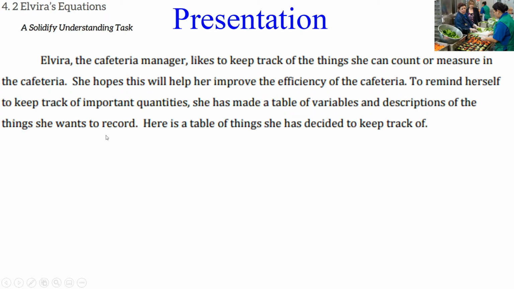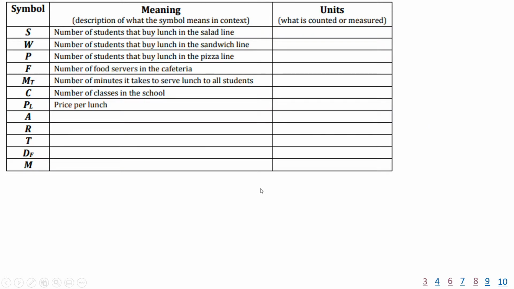Elvira, the cafeteria manager, likes to keep track of the things she can count or measure in the cafeteria. She hopes this will help her improve the efficiency of the cafeteria. To remind herself to keep track of important quantities, she has made a table of variables and descriptions of the things she wants to record. Here is a table of the things she has decided to keep track of. So, a cafeteria manager obviously has to keep track of a lot of things.